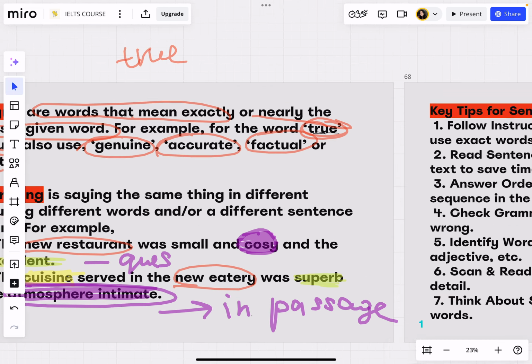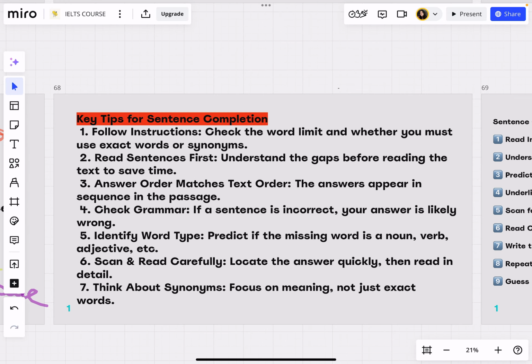Yeah, so this is very important. This is a key tip for completion. You need to follow the instruction. Every time I'm always telling you that you need to follow the instruction. It's very important. If you don't look at the word limit, you're losing time and losing points for nothing. And you need to read the sentences first and understand the gaps before reading the text to save time. The answer order matches the text order, so answers appear in sequence in the passage.